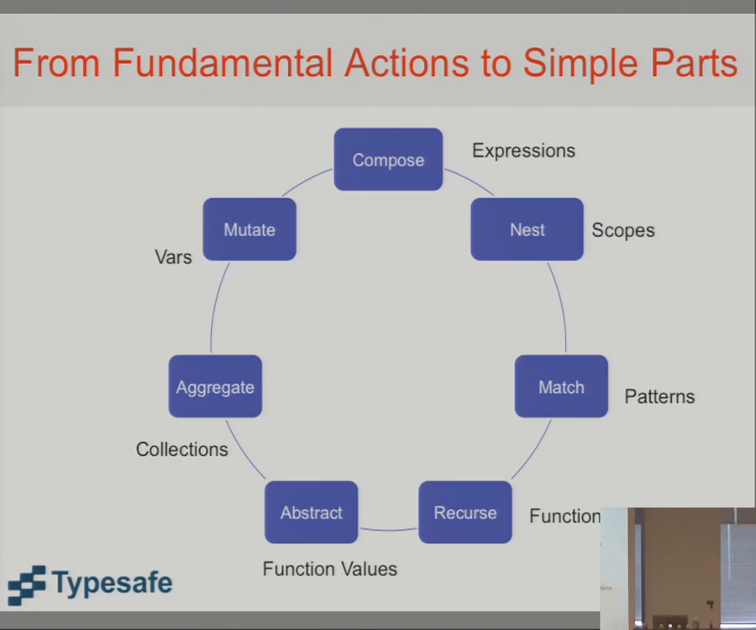Okay, so to conclude, from the fundamental actions to simple parts, what we've covered is what I think are the essence: an expression-oriented language that has good scoping facilities, that lets you decompose expressions with pattern matching, that has functional abstraction, function values and recursion, that has powerful collections, and the fallback to use mutable vars. That's what I think is the essence of Scala. That's sort of the core of it, and my ambition is to show you that this essence, if you take it as that, is actually something that's rather simple.